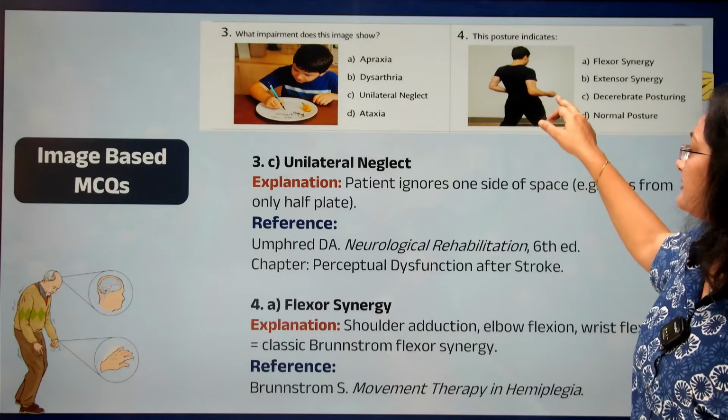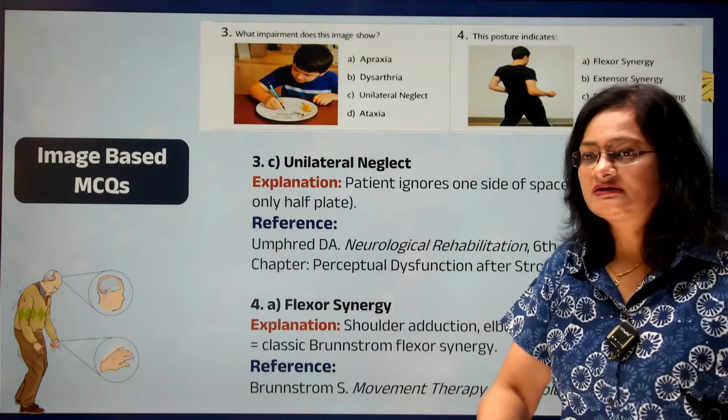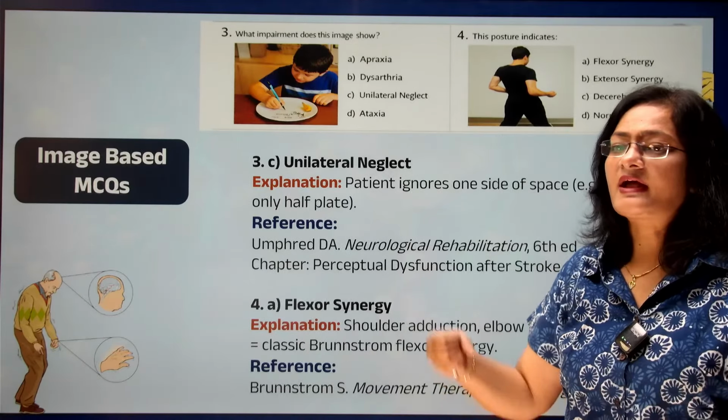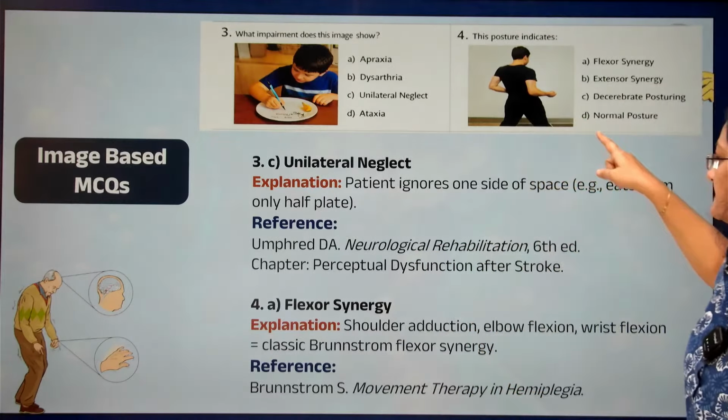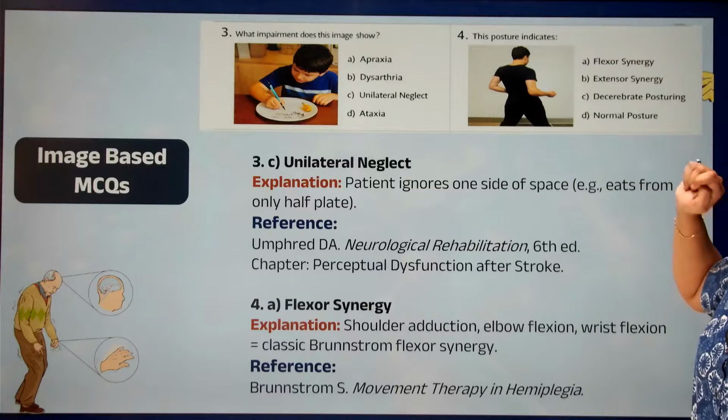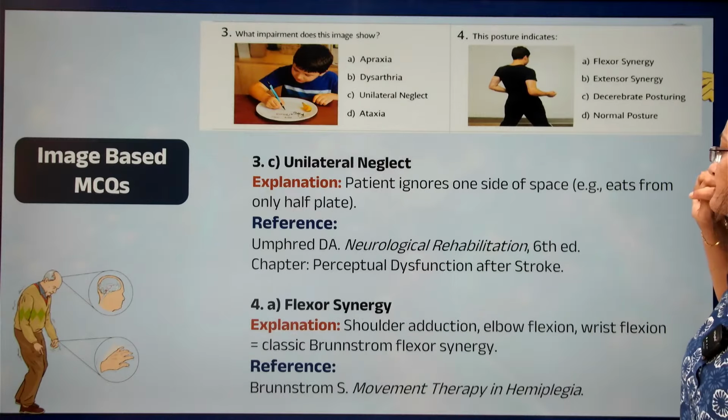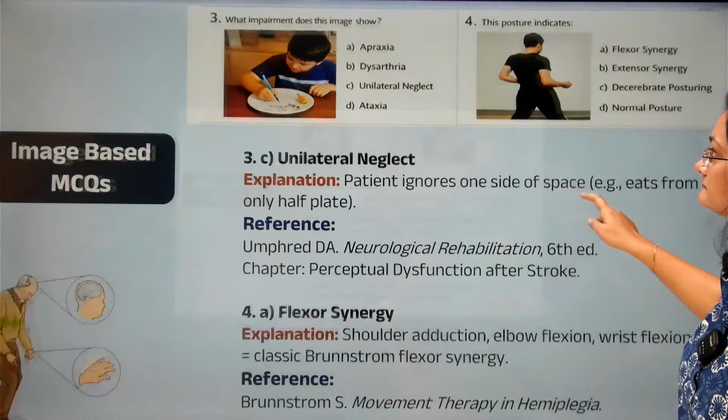Which synergy pattern is this? I have explained that when there is elbow flexion, wrist and finger flexion, it is flexor synergy. So this fourth image shows flexor synergy of the upper limb.